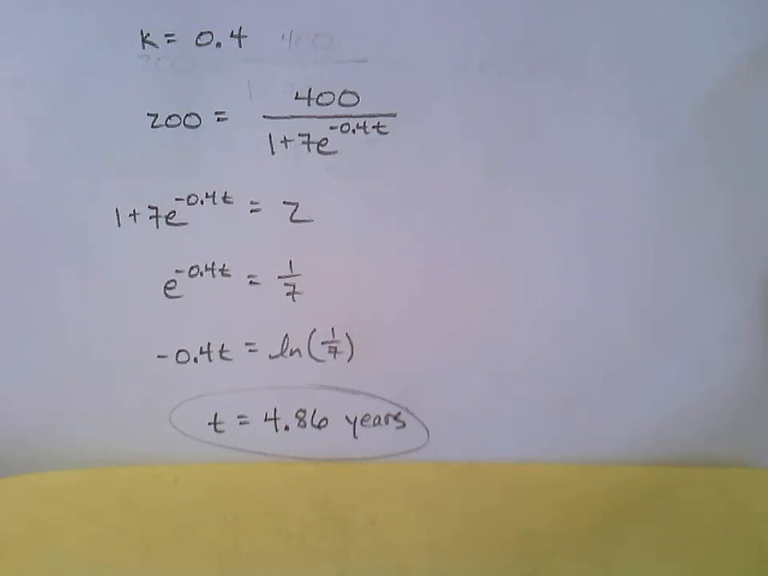So this population, we're not told what it is exactly, but the initial population is 50, and less than 5 years later, it's up to 200. So that's doing pretty good. It had a higher value of k, right? Not that much higher, though.